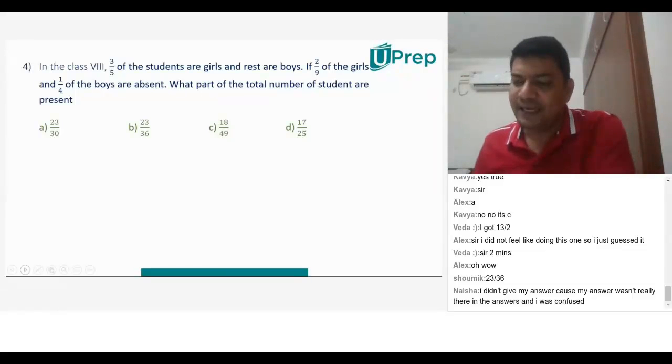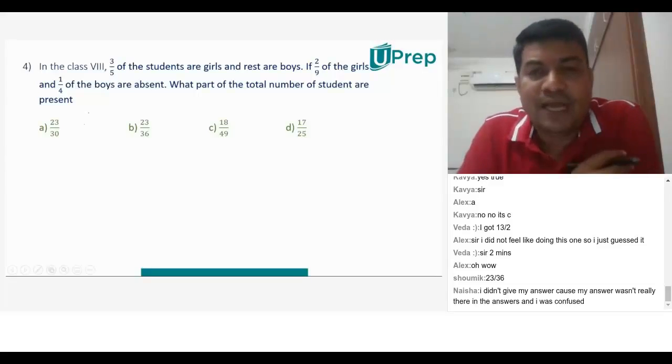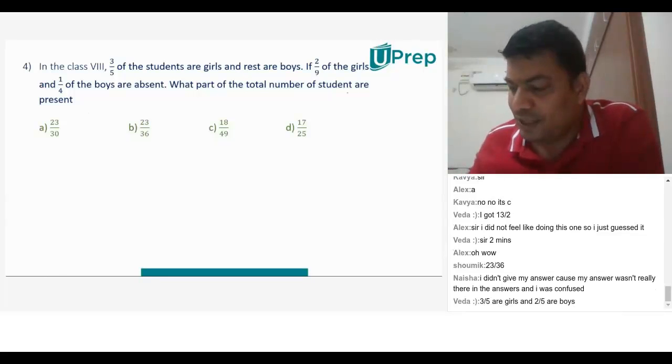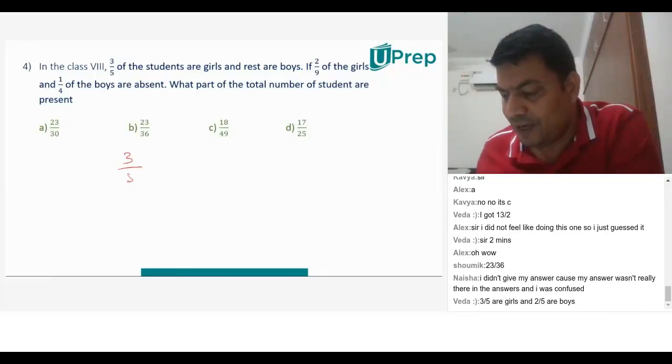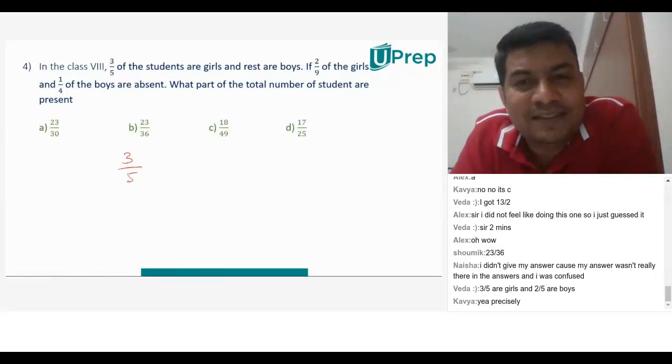So basically in the class, for this, I want everyone to understand one thing. You need to understand what we mean by 3/5 of the students are girls. What do you mean by 3 by 5? If 3 by 5 of the students are girls, and the number of girls is 3 by 5, how many will be boys in the class?